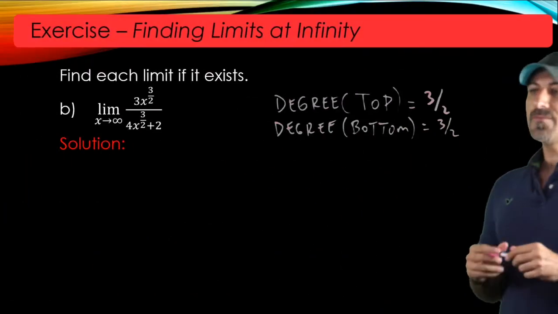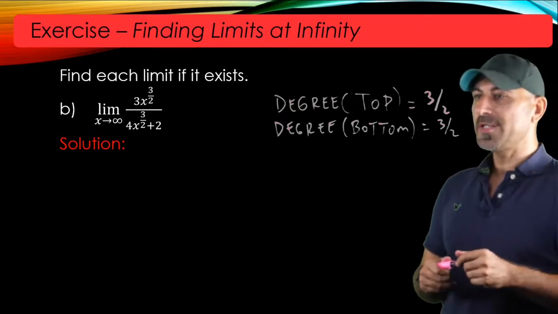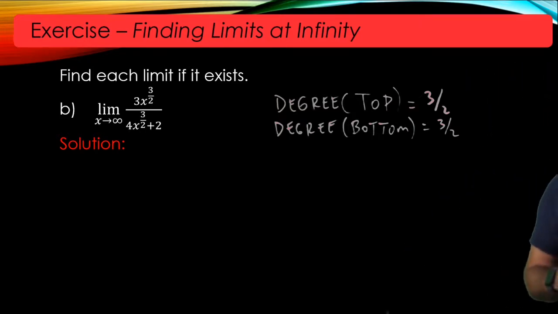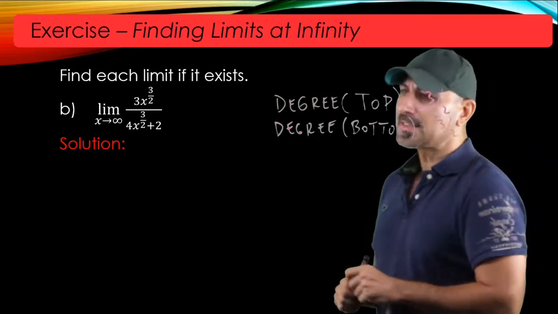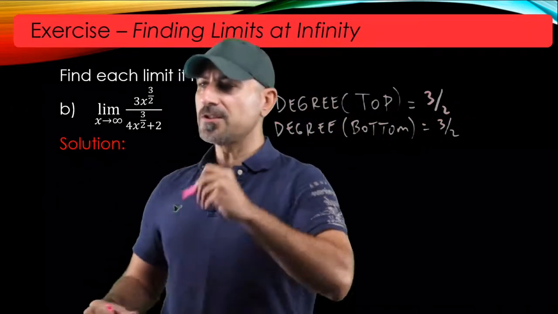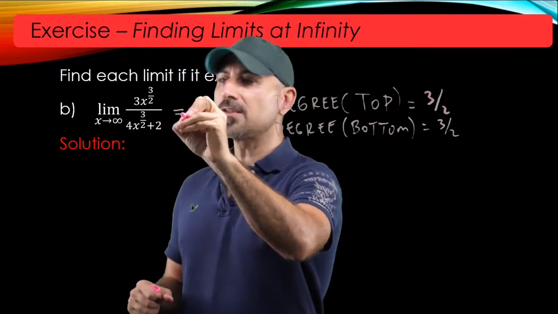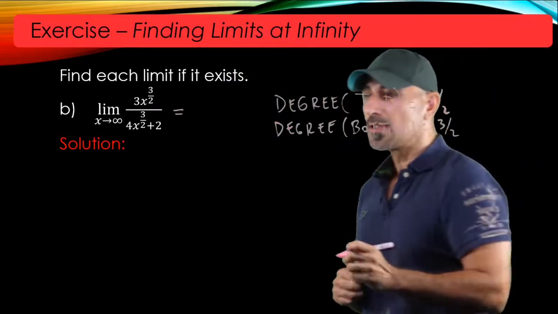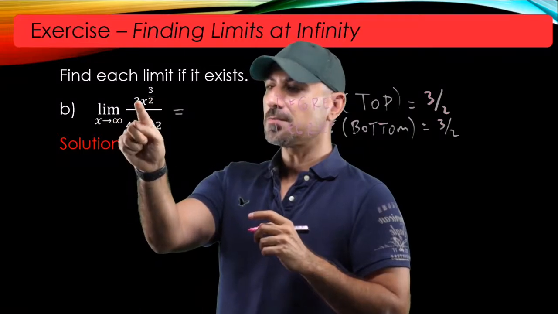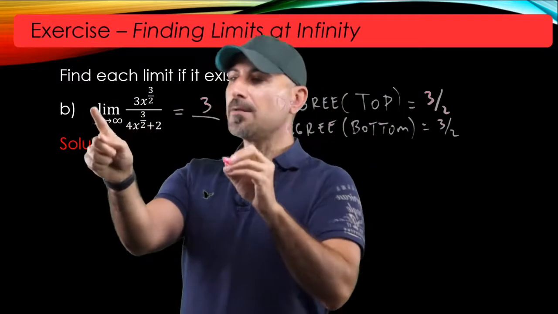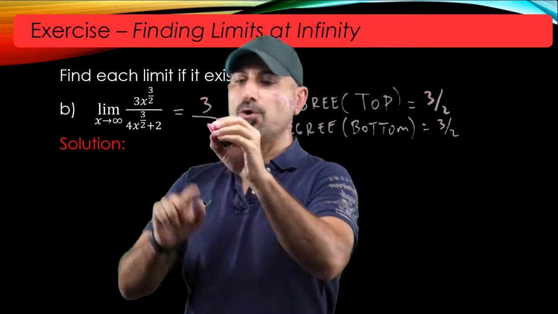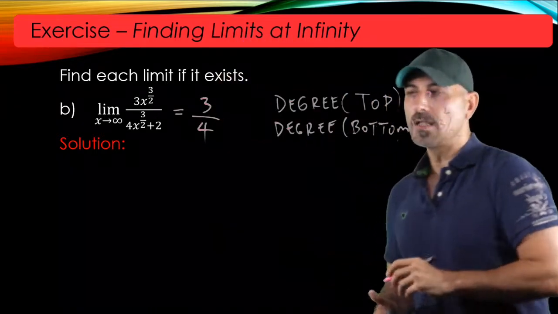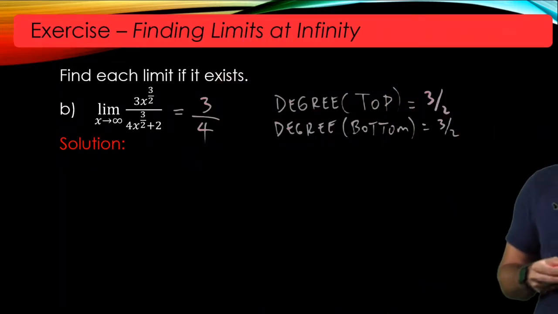So for this rational function, we fall into the case where the degrees of the top and the bottom are the same. So essentially, the limit of this function is governed by the ratio of the coefficients of the leading terms. In this case, this term comes with the coefficient 3, and the bottom term comes with the coefficient 4. So I'm going to conclude that the limit of this function is going to be 3 over 4.